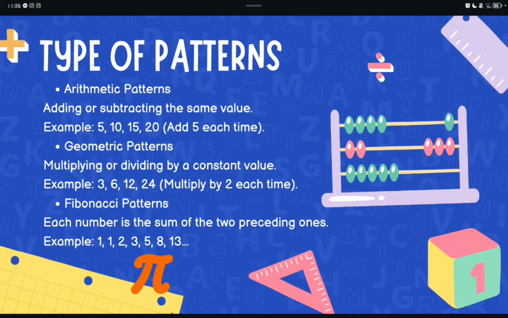And then last, the Fibonacci. In the Fibonacci, each number is the sum of the two preceding ones. Like this example, 1, 1, 2, 3, 5, 8, 13. To get the next term, like the third term, which is 2, you just have to add the first and the second term. Like 1 plus 1 is equal to 2, and then 1 plus 2 is equal to 3.